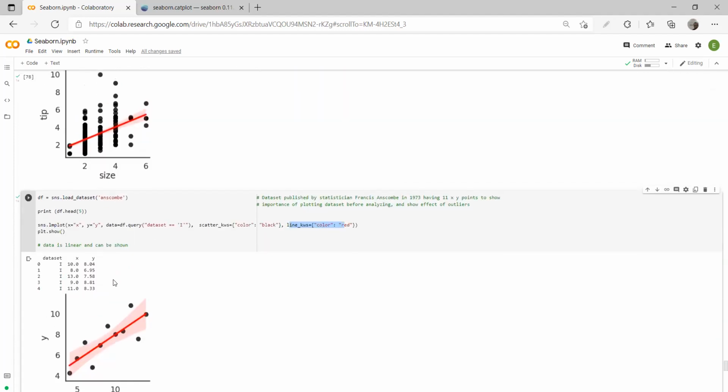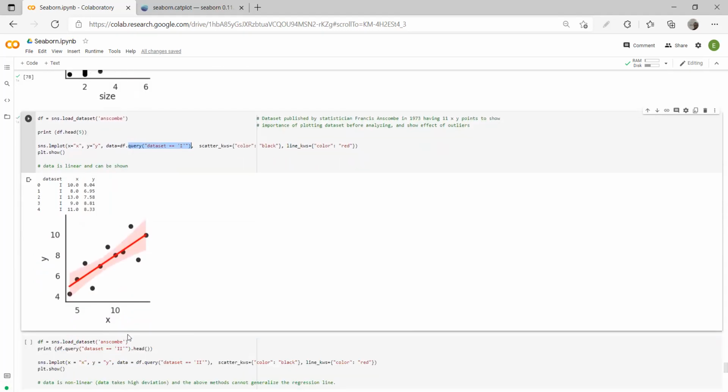Again, here I'm emphasizing how you can also query something. This was the main objective of this particular example: how you can query particular data for plotting.